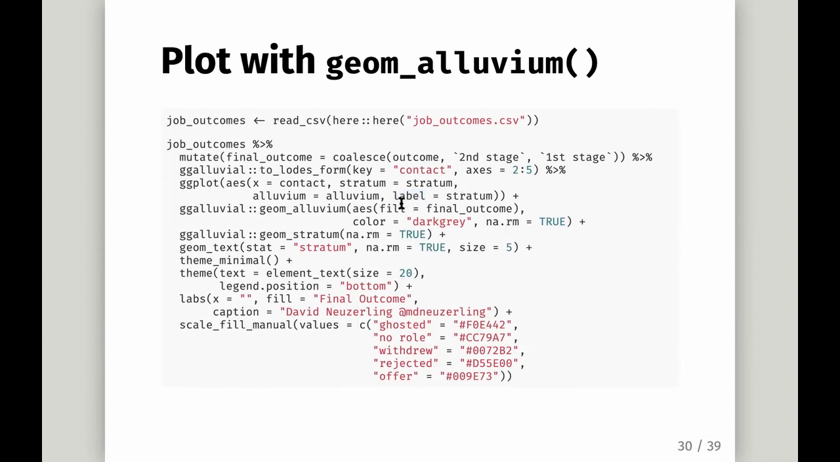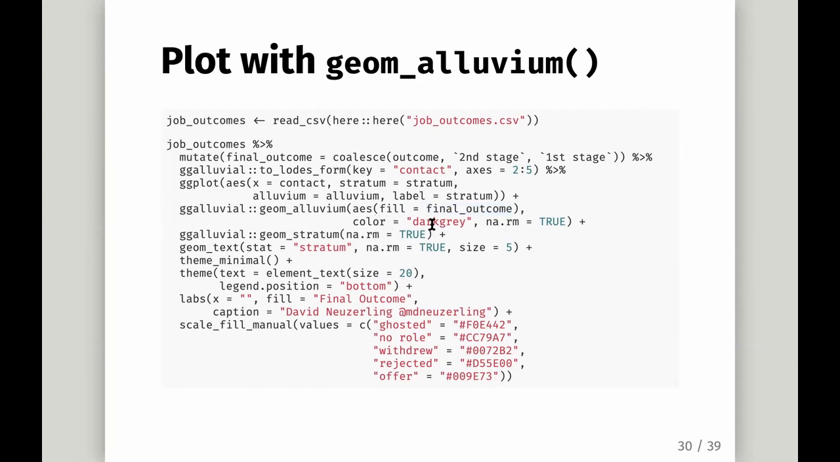Now we're adding the geom alluvium, and he's setting the fill to his final outcome because he wants what happened in the end, rather than with my graphs. I wanted to show where students were starting out, and that would allow us to see really easily, okay, so they started at level 1 and now they're ending up at level 2 or 3 or 4, right?